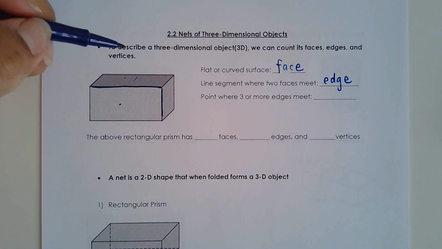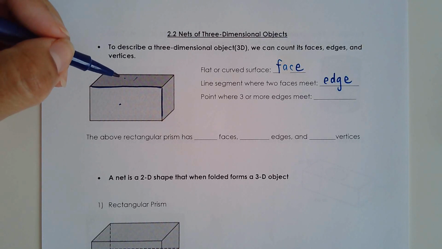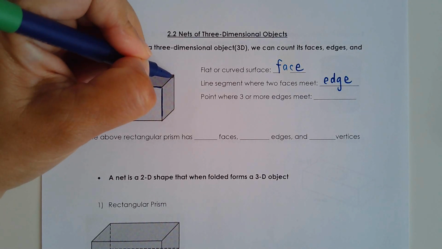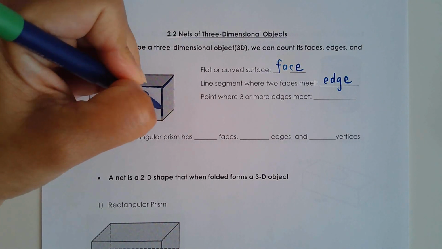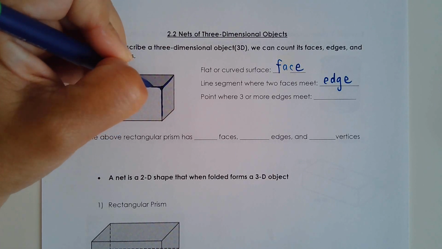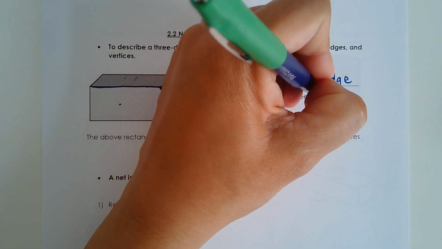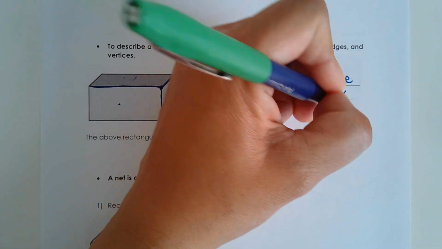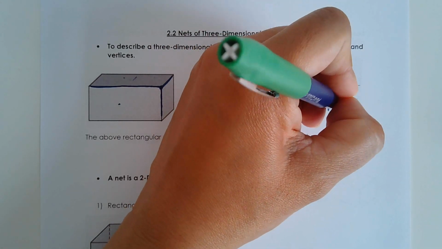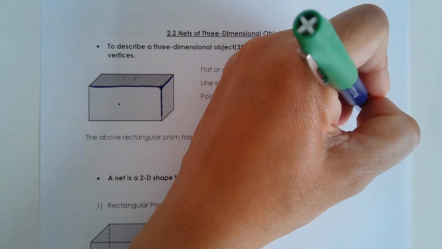And then if we have three or more edges, so this edge right here, this one and this one, the point where three or more edges meet, that's called a vertex, and vertices when we're talking about more than one.